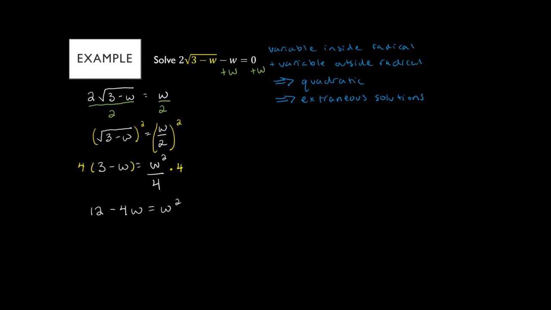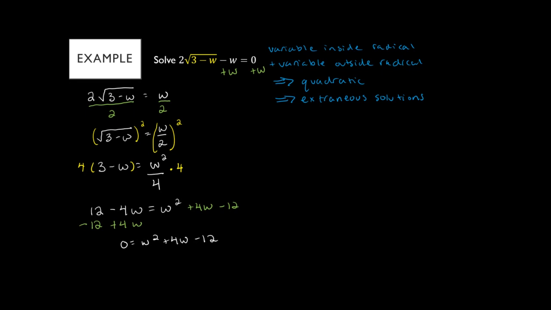And so now I want to get everything on one side, and I like to have a positive w squared. I just like the squared part to be positive. So I'm going to add 4w, and then I'm going to subtract 12. And that will make 0 on the left, and then we have w squared plus 4w minus 12 on the right.